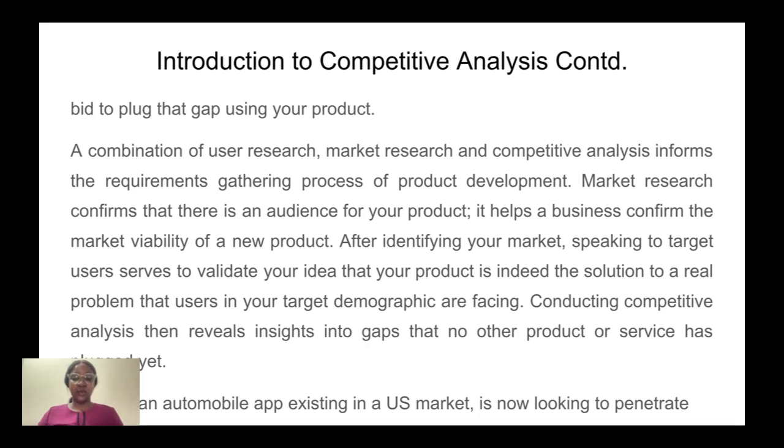After identifying your market, speaking to target users then validates your idea or your hypothesis that your product is indeed the solution to a real problem that users in your target demographic are facing. After which you then conduct competitive analysis that reveals insights into gaps that no other product or service has plugged yet. So you see how these three ideologies go hand in hand: user research, market research, and then competitive analysis.